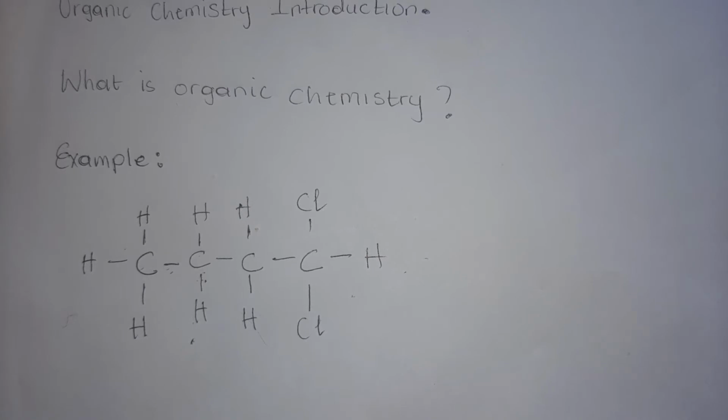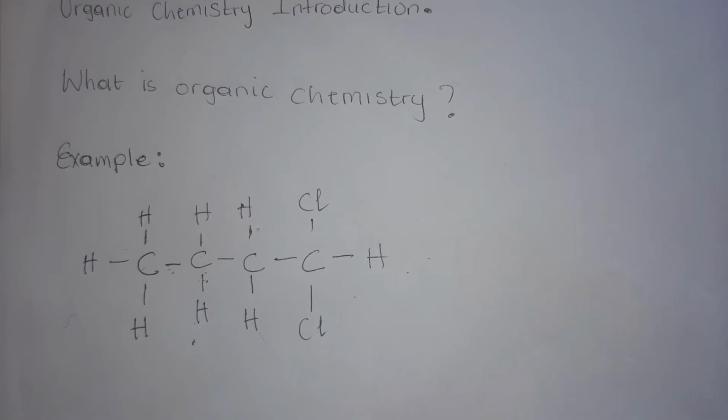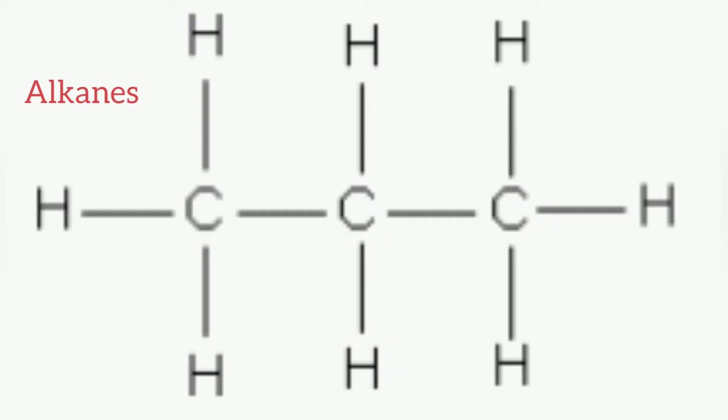The first one. Okay guys, the first combination that we'll be talking about today is alkanes. Alkanes consist of carbons and hydrogens only, and they have single bonds. As you can see from our picture there, we have 3 carbons and 8 hydrogens. So yeah, that's our alkane.